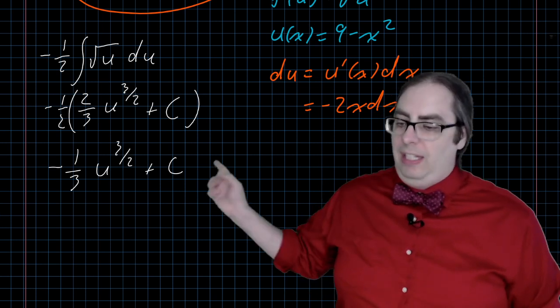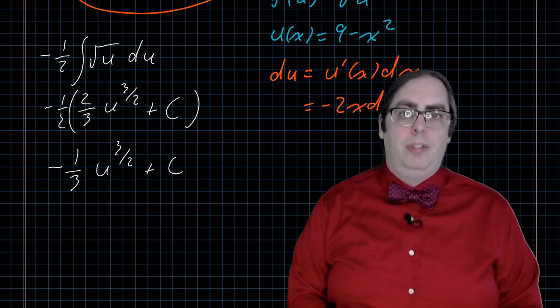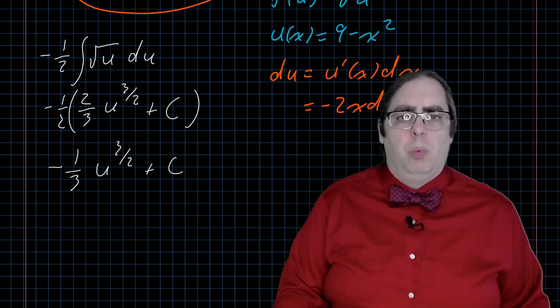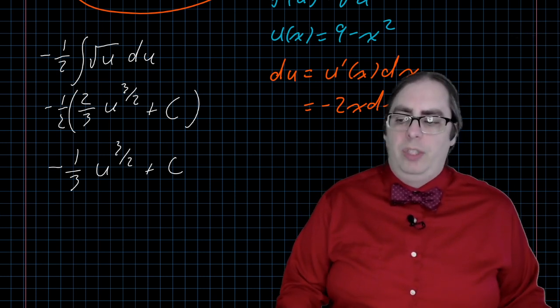The c here and the c here are different arbitrary constants, but they're still arbitrary constants, and we don't need to worry about that difference. We don't have to name it. We don't have to think about it. We just accept it's there.